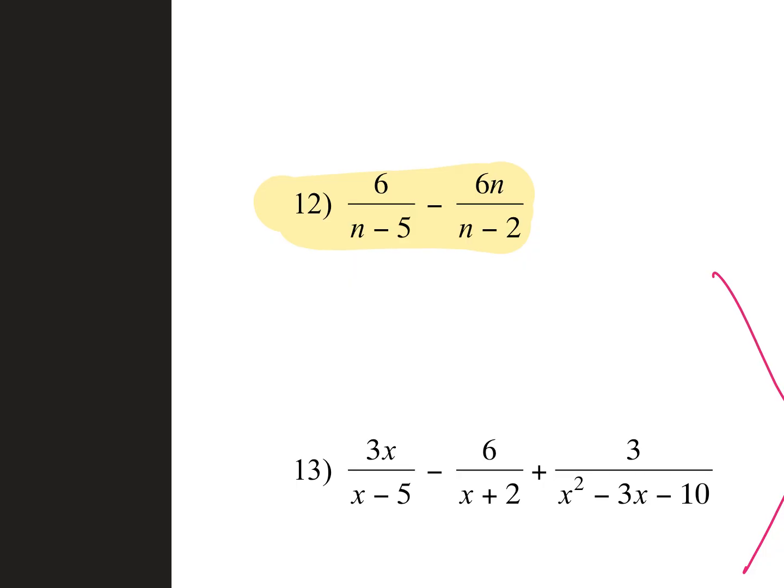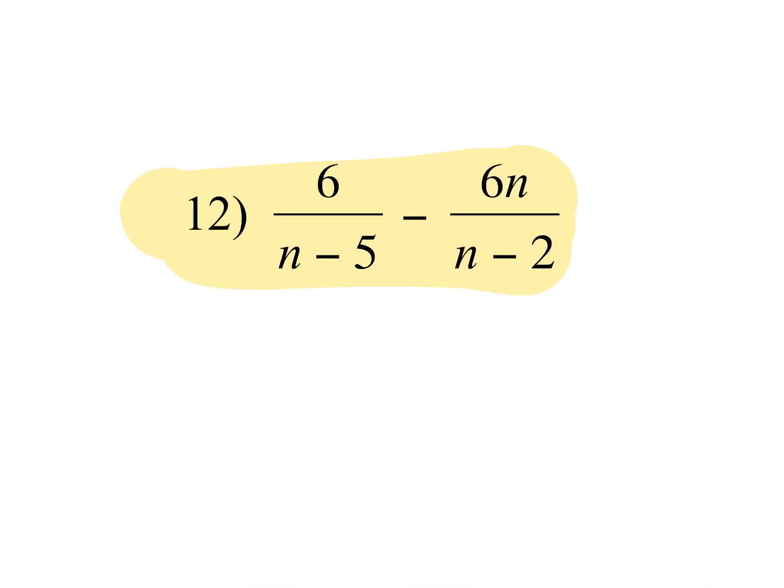The same denominator. So in this case, I'm going to look and I'm going to say, okay, one denominator is n minus 5, one is n minus 2. Can't factor anything. And then I also notice that this is a minus sign, so I'm going to change it to a plus and stick the minus right there so I don't forget to distribute. We're not solving, we're just adding and subtracting. So we need to get a common denominator.